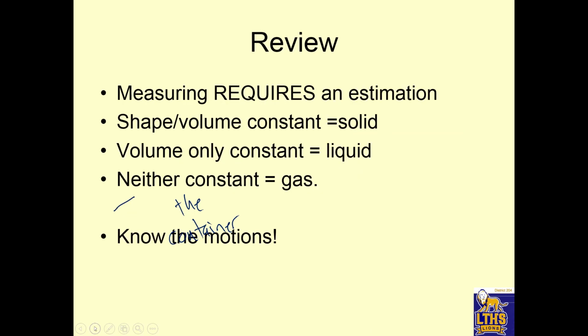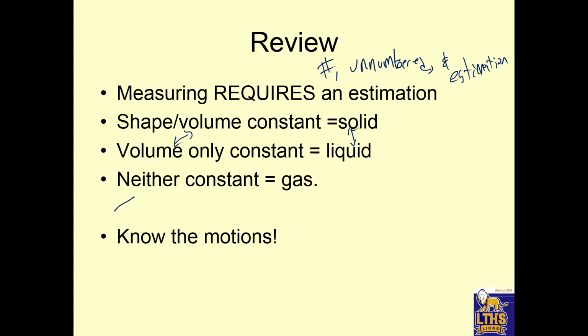Okay. So review. Measuring requires an estimation. So the numbered value, unnumbered, an estimation. If shape and volume are constant, it's a solid. If volume only is constant, it's a liquid. Notice volume is the difference between solids and liquids. And if neither are constant, it's a gas. And know the motions. Vibrates, translational, and shooting all over the place. Wasn't this a nice quick one?